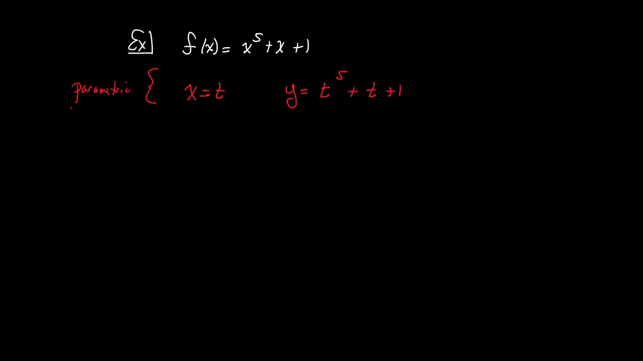Let's say we have f of x equals, I don't know, x to the fifth plus x plus 1. So we can rewrite this parametrically as letting x equals t, and therefore y is equal to t to the fifth plus t plus 1. This is the parametric form of f of x.